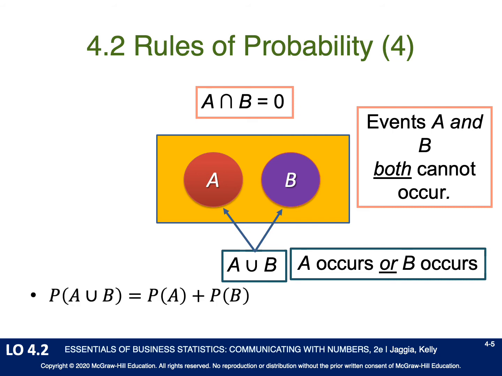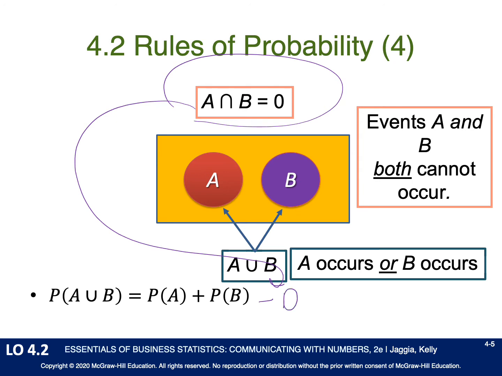So in this case, when the two events are mutually exclusive, the probability of the union of A and B is the probability of A plus the probability of B. Now, really, this is the same formula that we looked at before. It's just that because the intersection is 0, this formula is really the probability of A plus the probability of B minus 0, because we subtract out that intersection. But since the intersection is 0 when we have mutually exclusive events, that's just subtracting 0 at the end, so we can leave it off.